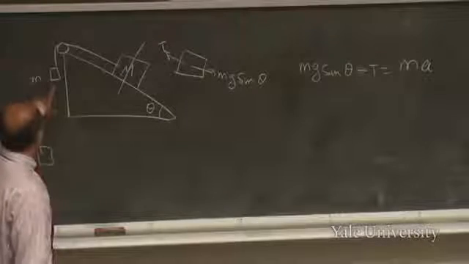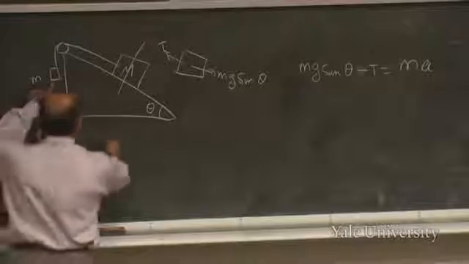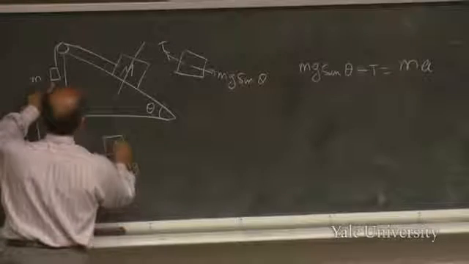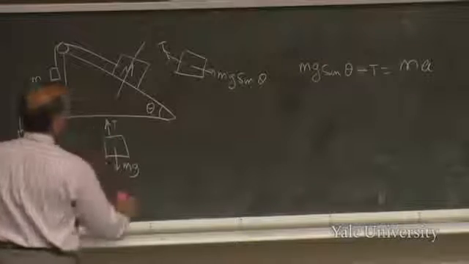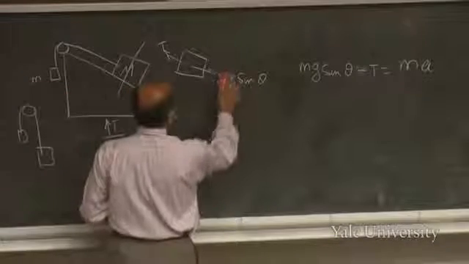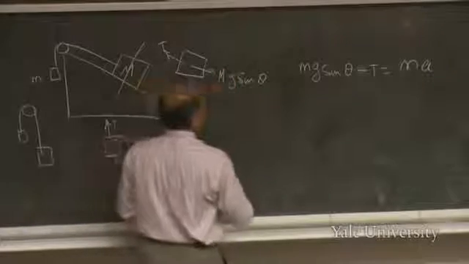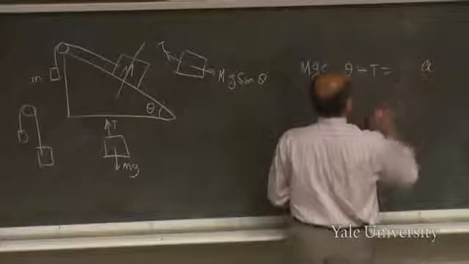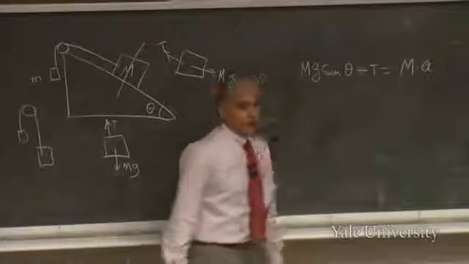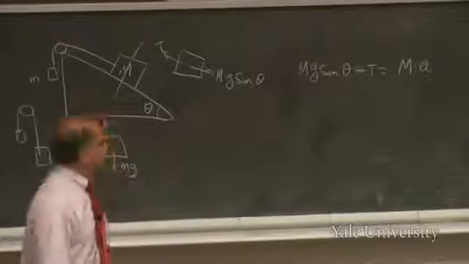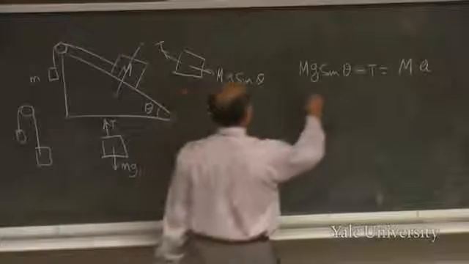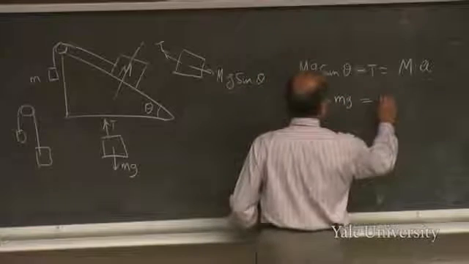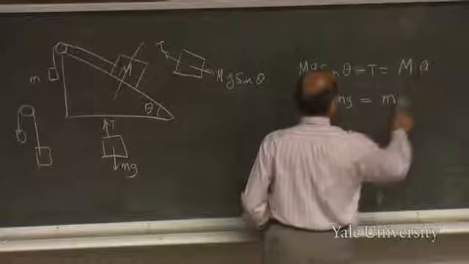That's one equation. Then I come to this fellow here. This block, well, it's got little mg acting down and tension acting up. I'm sorry, guys. I made one mistake here. I think you know what it is. These should be capital M. That should be capital M. Sorry for that. And capital M. For small m, the equation is T minus mg. Now, let's be careful with what I do next. I'm going to say little m times a, which is the same a.